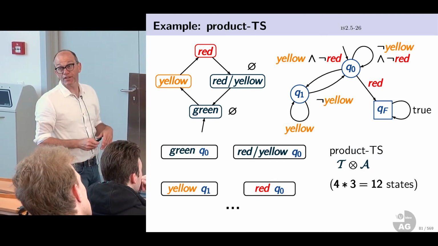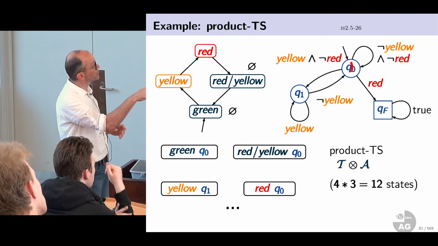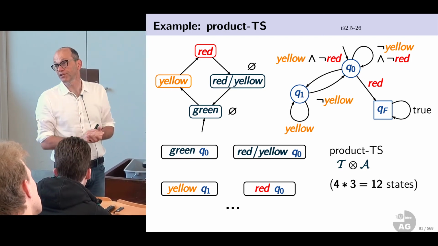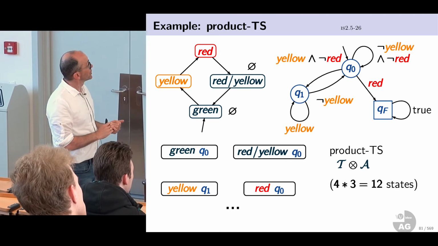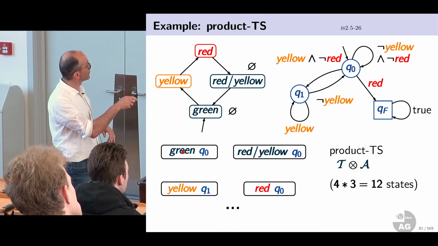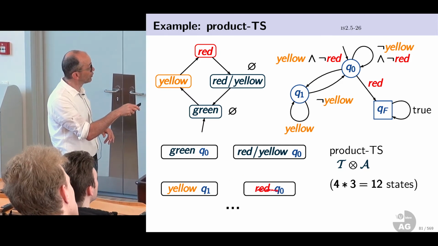So the states are the Cartesian product. So I get 4 times 3 states, which are 12 states. I only represent basically the beginning. So possible states are something of the form green Q naught, red yellow Q naught, yellow Q1, etc.